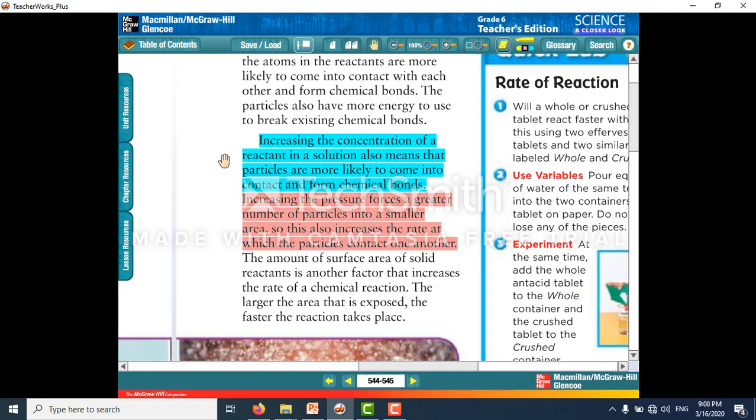So increasing temperature or increasing the concentration of reactants, they will increase the speed of chemical reaction. Number 3, increasing the pressure forces a greater number of particles into smaller areas, so this also increases the rate at which the particles contact one another. So here we have 3 factors that cause an increase in chemical reaction rate: temperature, concentration, and pressure. By increasing temperature or concentration or pressure, the rate of chemical reaction will increase.